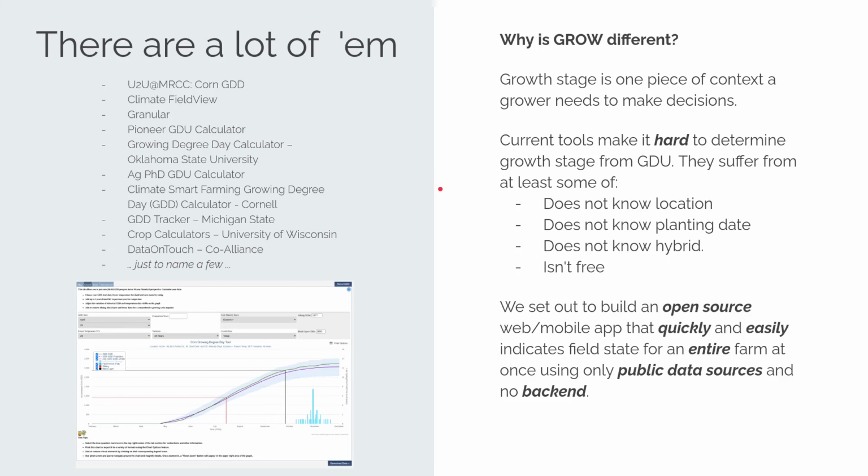And the other problem is that a lot of times these tools aren't free. Or the ones that do know your field locations and your planting dates and things like that, they're the ones that aren't free. And so it's fine if you're a customer of that product, because then you can just use the tool. But if you're not a customer of that product, then you don't have access to this sort of useful auto estimation. So we set out to build an open source web and mobile app that can quickly and easily indicate the growth stage of your entire farm all at once using nothing but public data sources and no backend at all. So essentially, we could all retire tomorrow and the app would continue working for you.